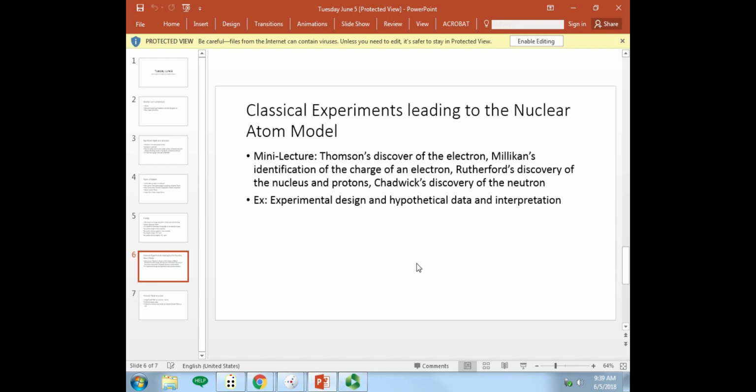The second thing they observed was that these rays bent toward a positive plate. So what do you conclude from that? If it's attracted to positive, that means it's negative. Exactly. If it didn't have a charge, it would neither be attracted or repelled. So whatever these rays are, they're negative.